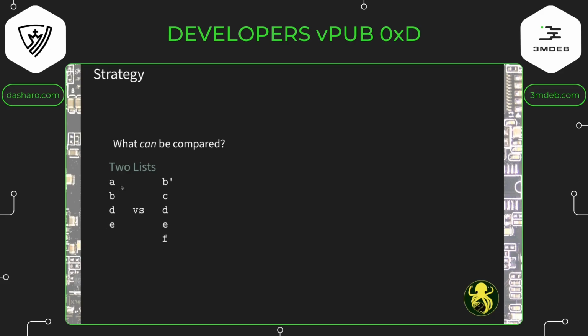So you may imagine on this side we have these entries A, B, D, and E. And on the other side, we have B prime, C, D, E, and F. The easy and obvious thing is, A is only on the left-hand side. But B, D, and E, you will actually find on the other side. Here we have B prime, a variant of what is B on the other side. That might, for example, be a different version of the same binary.